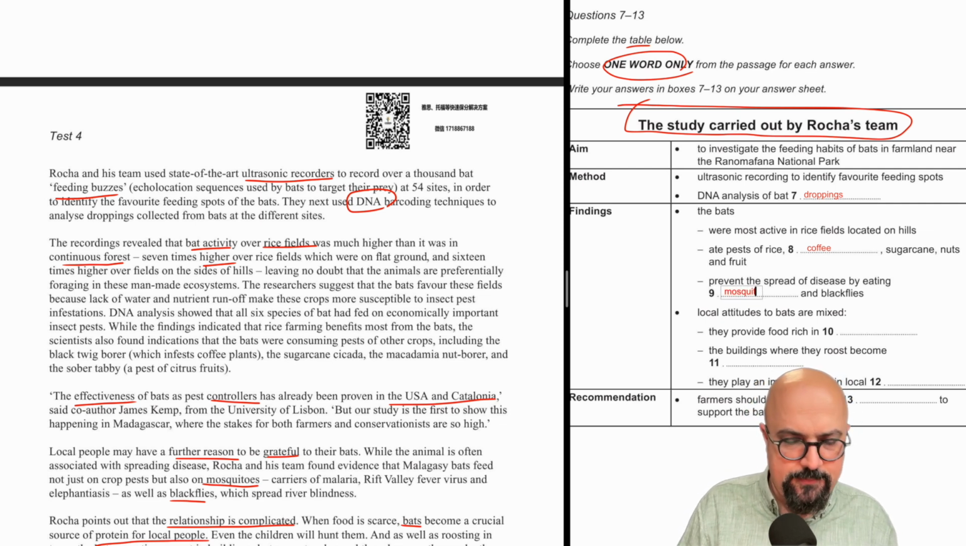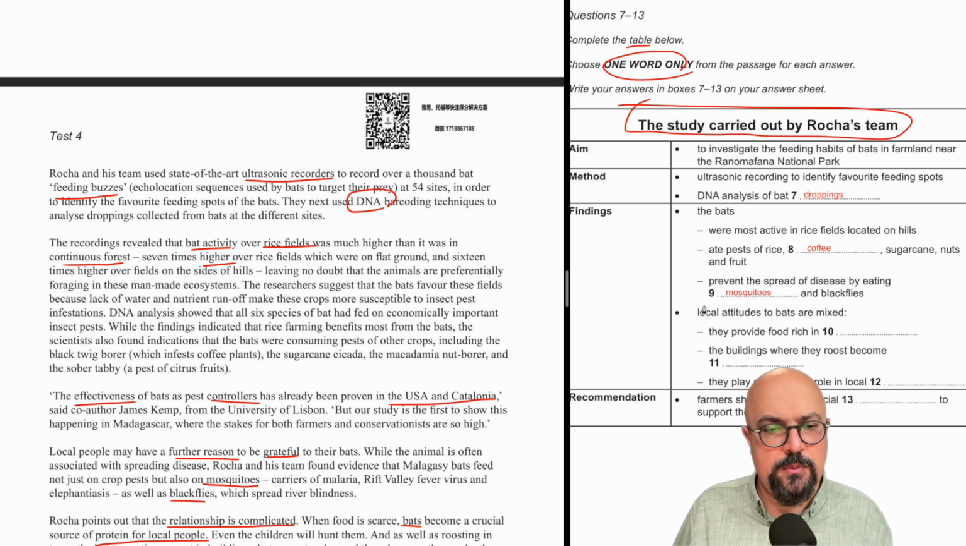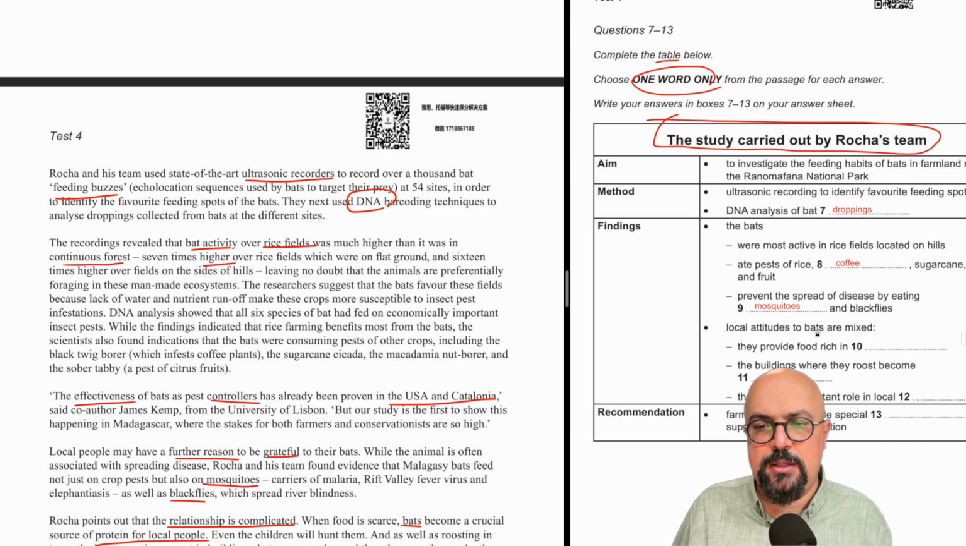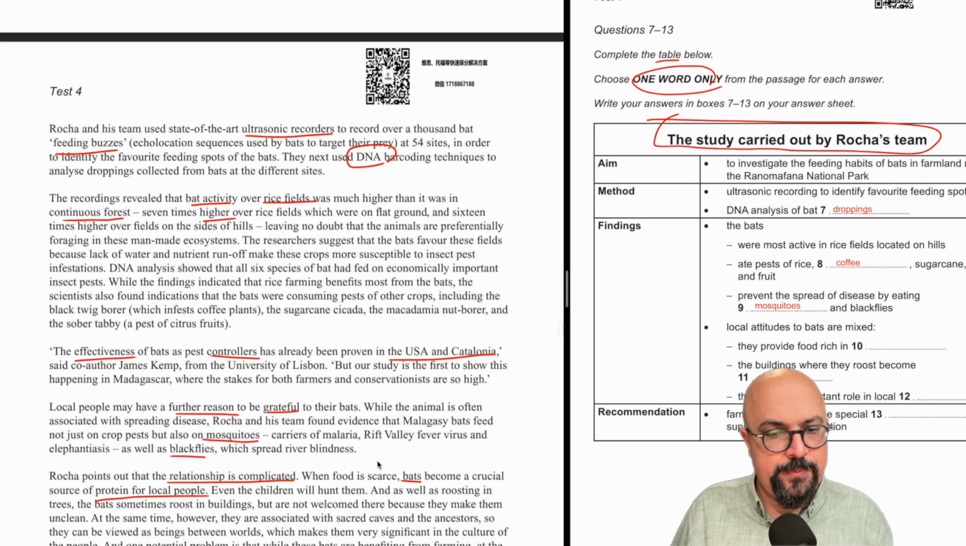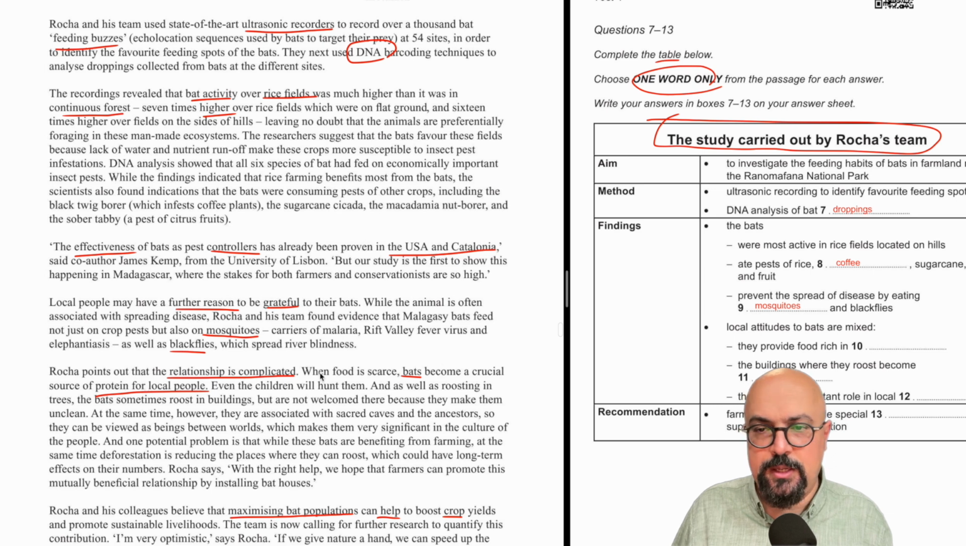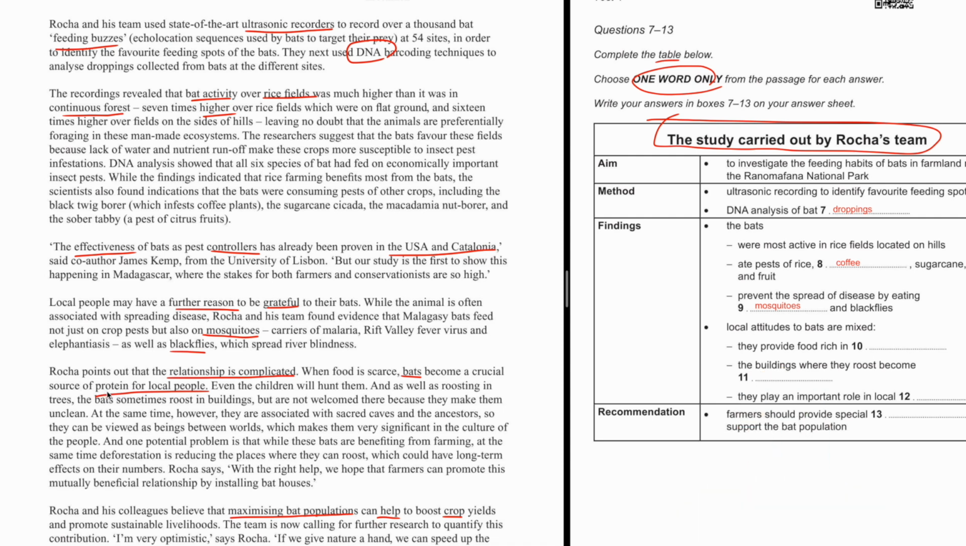Make sure to spell it correctly. If you don't know how to spell mosquitoes, even if you do, compare your word with the text. Mosquitoes. Right. Am I correct? Yes. Then they provide food rich in... Okay, local attitudes to bats are... that's where they eat the bats, remember? They eat the bats. Source of protein. So they provide food rich in protein. Crucial source of protein. That's likely to be the answer, yeah. So bats provide a food source rich in protein.